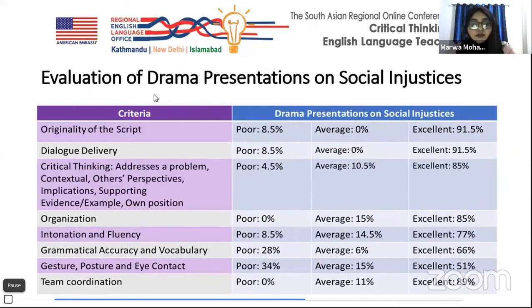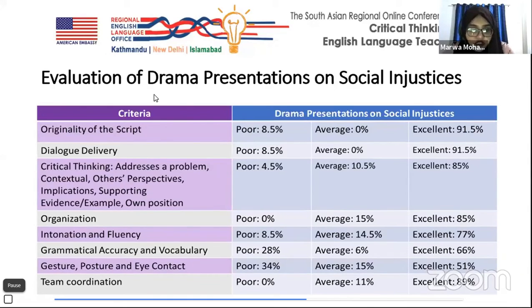However, in the next presentation, which was the drama presentation on social injustices, people actually used a lot of critical thinking, and all these criteria of critical thinking were present in 85% of the presentations. Although it's not 100% yet, because some people, again, as I said earlier, plagiarized and took the information from the internet and just copy pasted. So that was the problem. But without that, 85% of the people actually addressed the problem in their drama presentation.